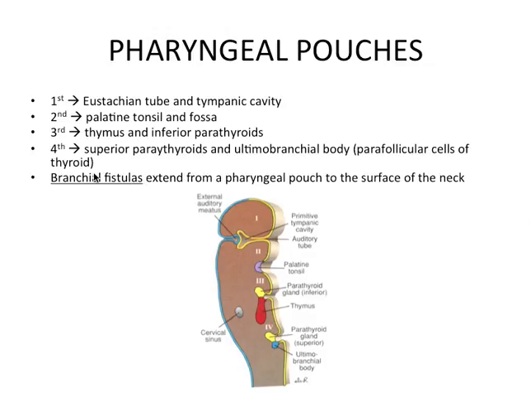And just as we could have cysts and sinuses from the clefts, we can have branchial fistulas from the pouches, and they would extend from a pharyngeal pouch all the way to the surface of the neck if something went awry during development.